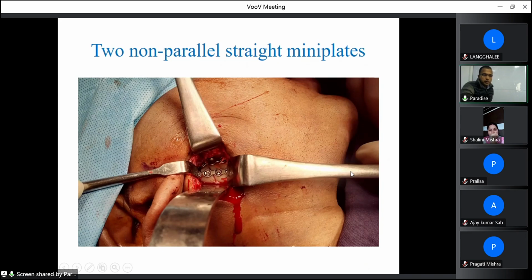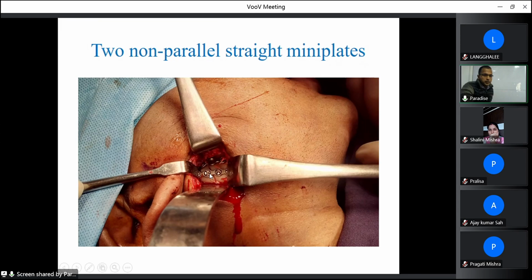So this is our case. We have operated the condyle fracture with two non-parallel straight mini plates. Okay, one plate is placed near the posterior border of the ramus of mandible, where two screws were placed on either side of the fracture line. Another plate was placed just below the sigmoid notch, and one screw was placed on either side of the fracture line.